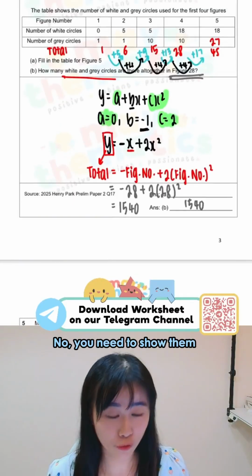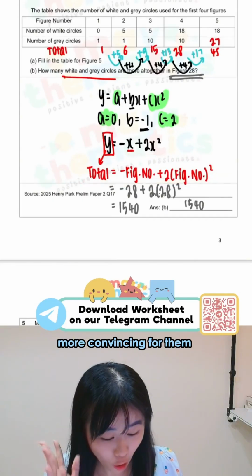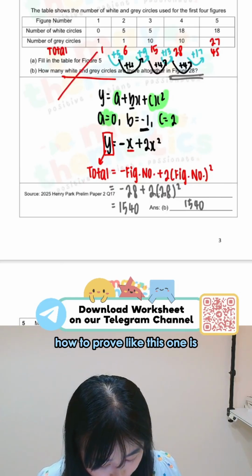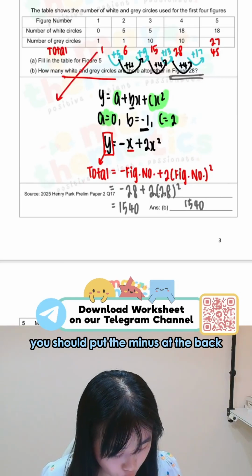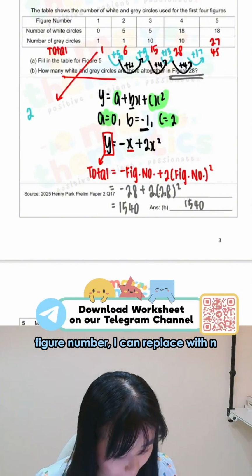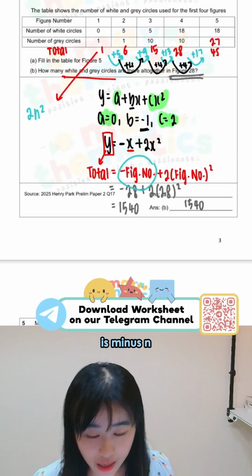Will you be marked for fluke? No, you need to show them you got this formula. And in fact, you want to make it more convincing for them, so you literally write out how to prove. By the way, to make it more convincing, you should put the -1 at the back. You should put this one in front. So it becomes, figure number, I can replace with n now. So it's 2n squared. This one park it behind, it's -n.